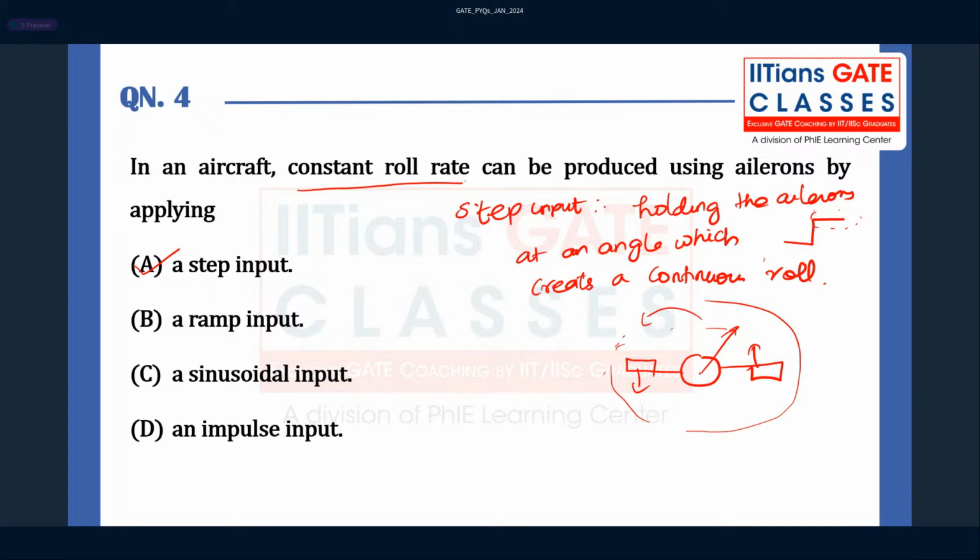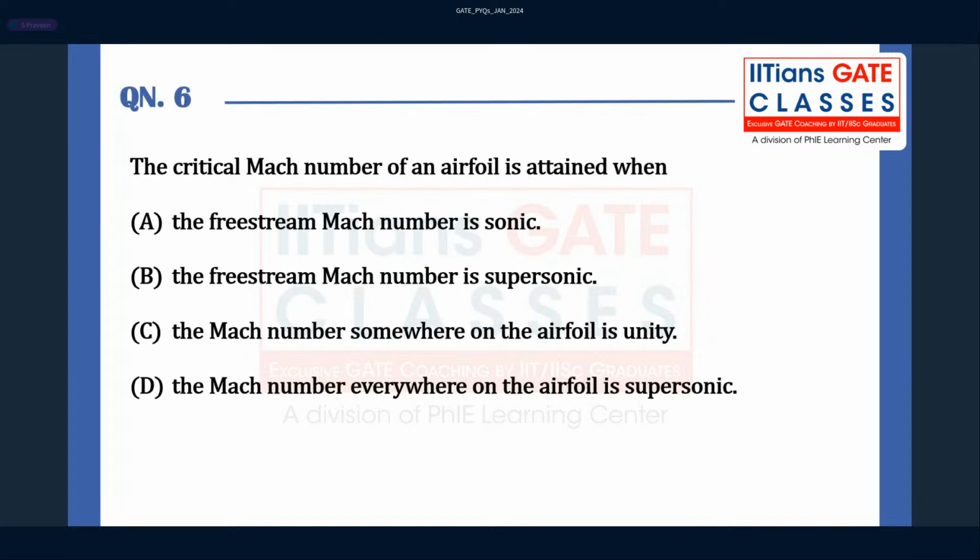If no doubts, let me go to the next question. The critical Mach number of an airfoil is attained when the free stream Mach number is sonic, the free stream Mach number is supersonic, the Mach number somewhere on the airfoil is unity, the Mach number everywhere on the airfoil is supersonic. Again, this is a pretty simple one.